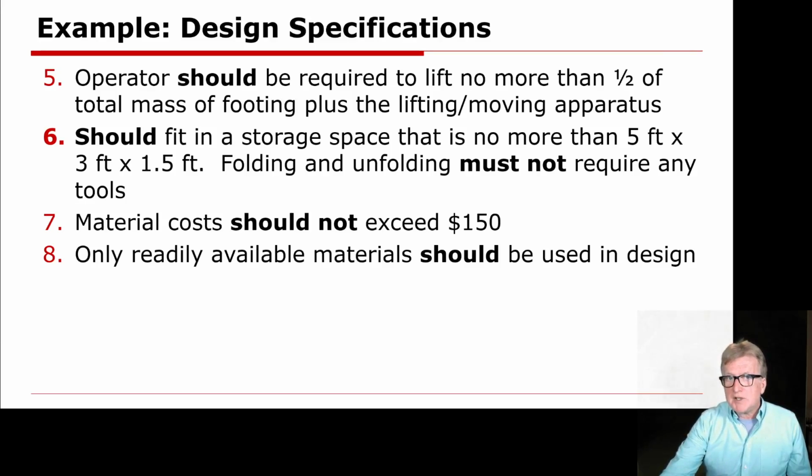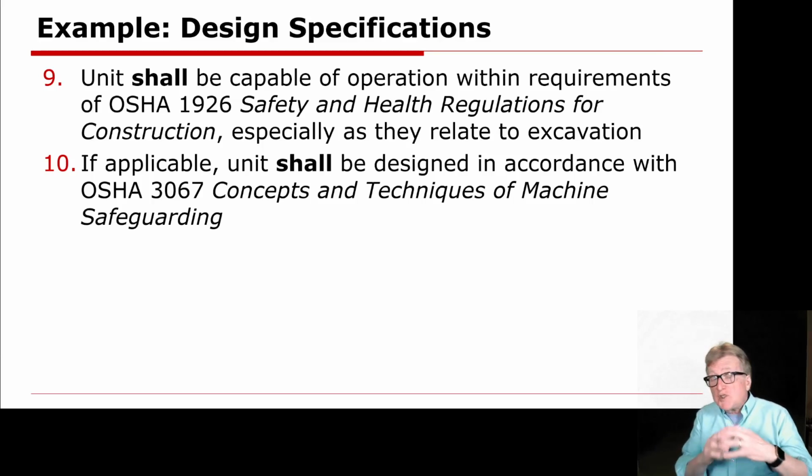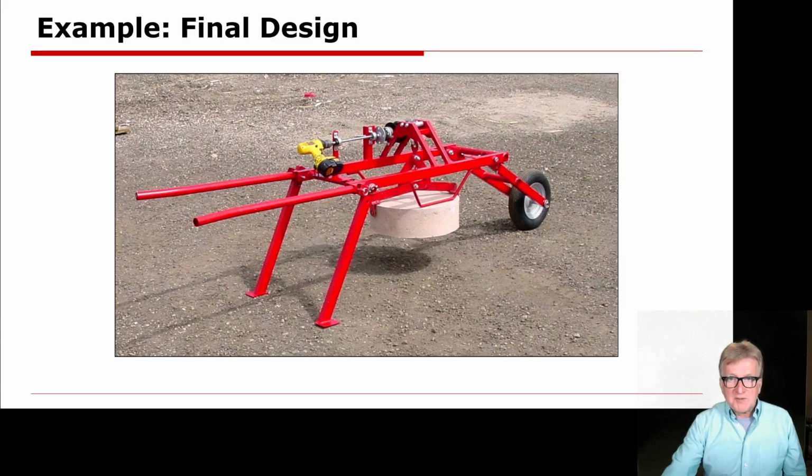Number 7, I want you to just note, material costs should not exceed $150. Number 9 and number 10 are important because they deal with very specific standards. In this particular case, OSHA standards. So our design specifications also need to incorporate engineering standards, regulations when they are applicable, and other things that are based on code, legal needs, some of those sorts of things need to be part of your design specifications.